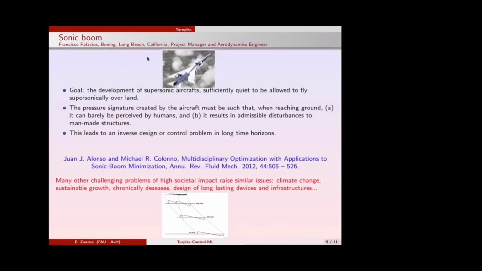There are many very interesting research directions oriented to the optimal shape design of aircraft, and one of them is related with sonic boom minimization. There is a very nice survey article that I recommend you have a look at, by Juan Alonso and Michael Colonno in the Annual Review of Fluid Mechanics 9 years back, where they describe some of the challenges that appear in the design and construction of the new generation of supersonic aircraft.